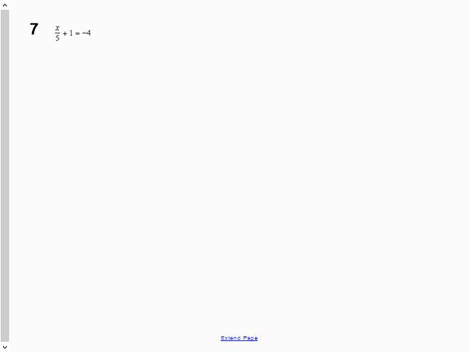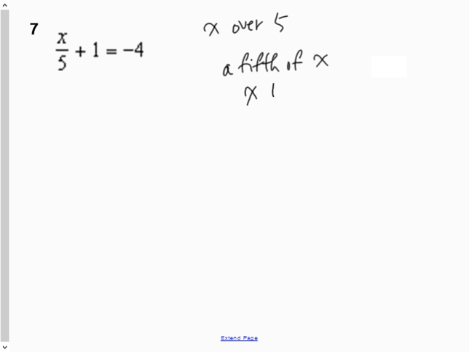In the next equation, we have a fifth of x, and that's important that you read it like that. You can read it one of two ways. If you say x over 5, you are not describing the equation, you are describing what it looks like, which is different than what it says. So what you really want to read this as is a fifth of x, or x divided by 5. Either one of those is better than x over 5.